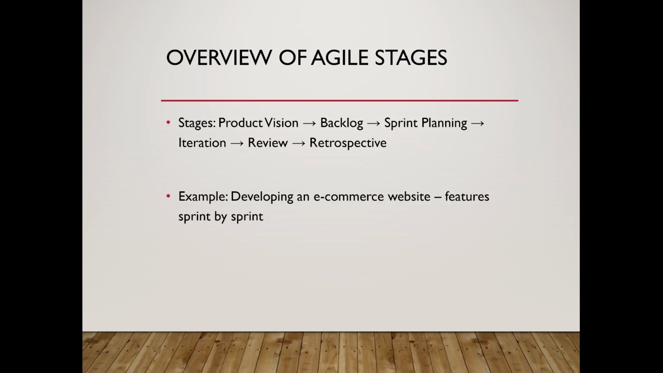Now let's shift to Agile. Unlike waterfall, Agile is iterative and adaptive. The stages are cyclical: product vision, backlog creation, sprint planning, iterative execution, sprint review, and retrospective. A good example here is developing an e-commerce website. You don't release the entire platform in one go, right? So what you do instead is build it sprint by sprint. Maybe start with a shopping cart, then payments, and then customer reviews.